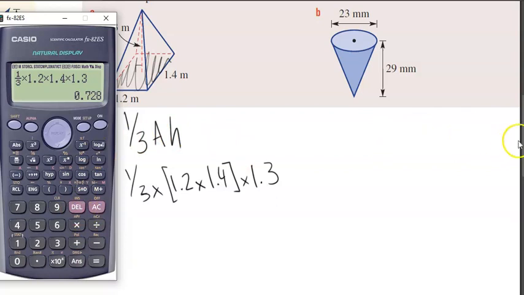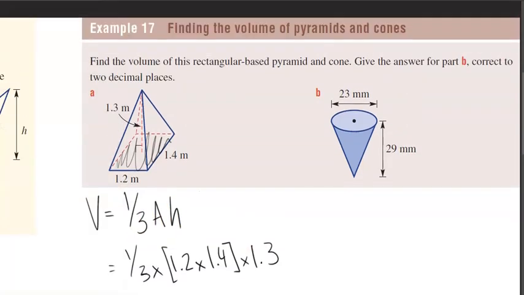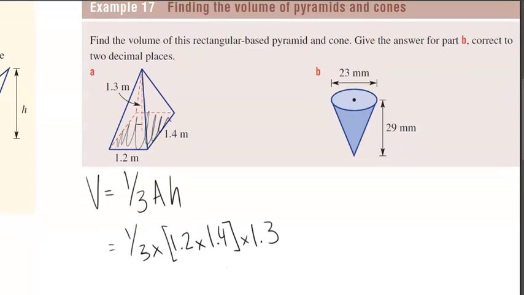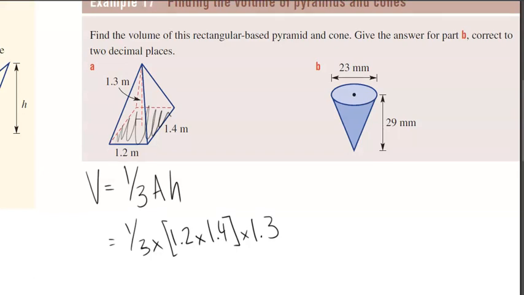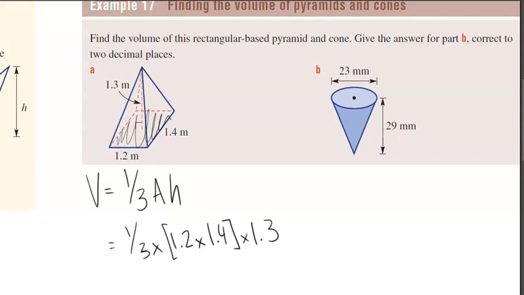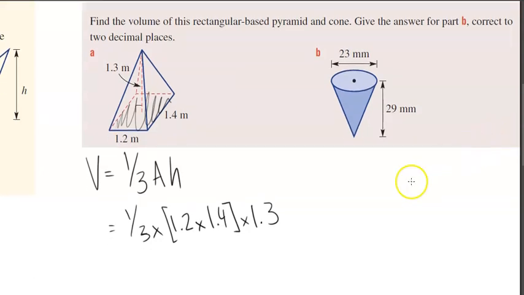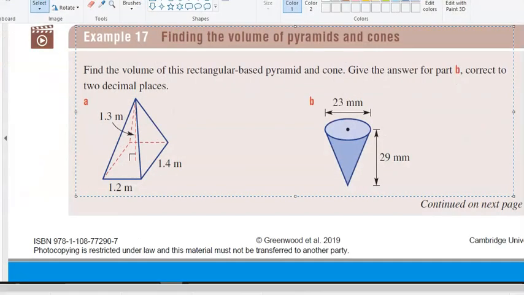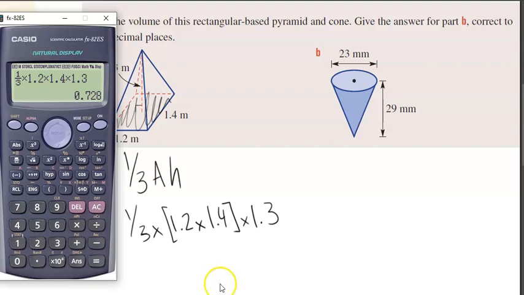So this here is 0.728. Now I believe it said 2 decimal places. Give the answer for part B correct to 2 decimal places. I wonder what's going on here. It should be for question A as well. That's a bit weird, I don't know what's going on there. Well, we'll just keep it as 0.728.